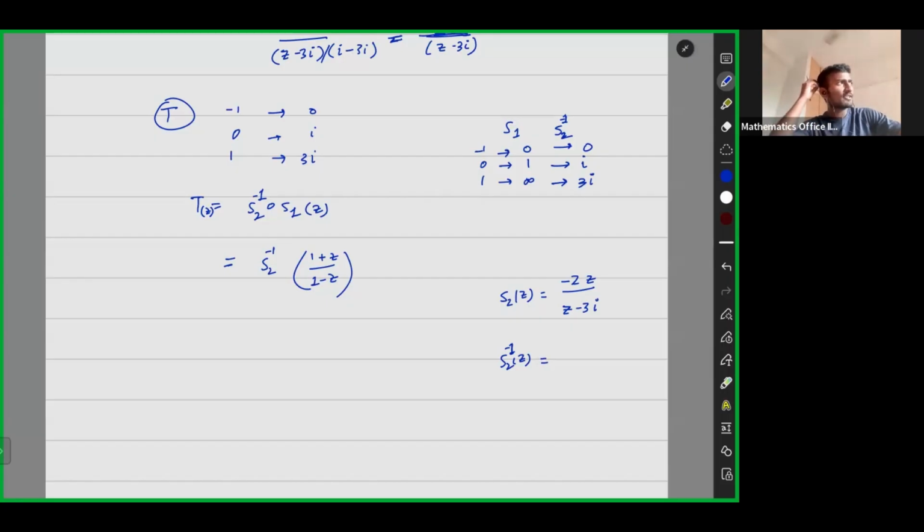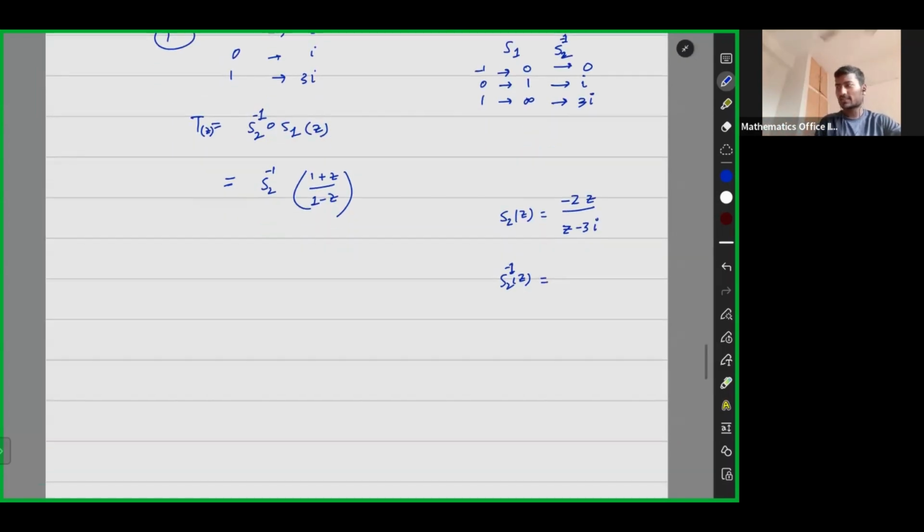Just like the inverse of the identity function z is z only, right? So 1 by z is not the inverse of the z function, because we are not going to multiply. We are going to take composition, and composition should become identity. Okay, fine. I will write it here.